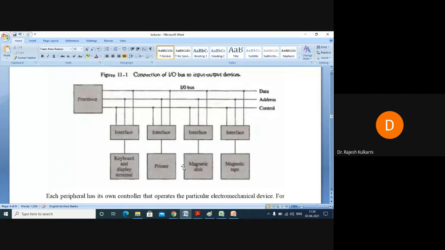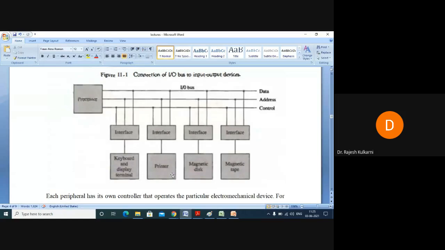Yeah, the CPU is talking to the interface. Through the interface, it is talking to which devices? Keyboard, printer, display terminal, magnetic devices. What are these devices called together, collectively? Peripheral devices. Fantastic. Or they are input-output devices.